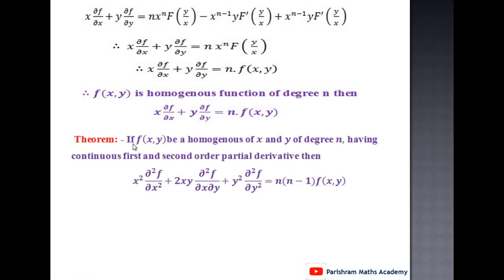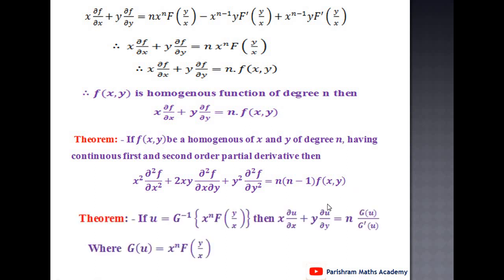Next theorem. If f of x comma y be a homogeneous function of x and y of degree n, having continuous first and second order partial derivatives, then x square into ∂²f/∂x² plus 2xy into ∂²f/∂x∂y plus y square into ∂²f/∂y² equal to n into n minus 1 into f of x comma y.